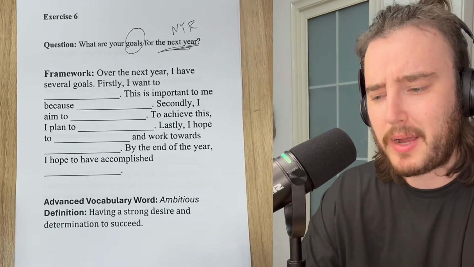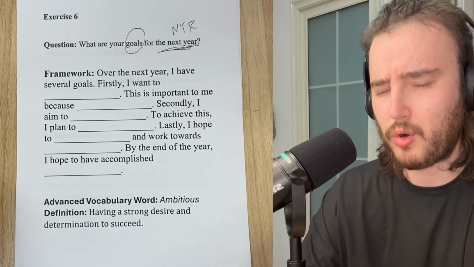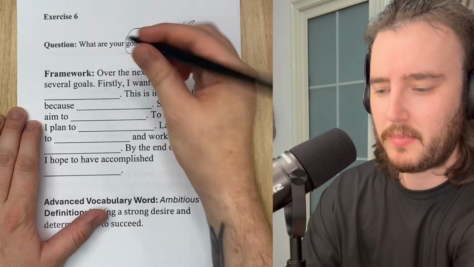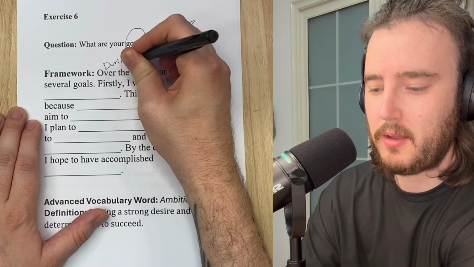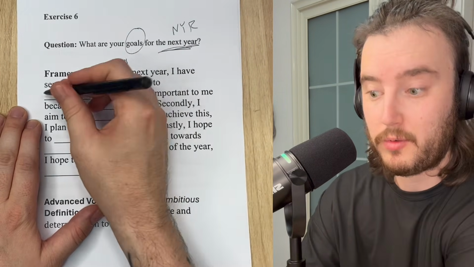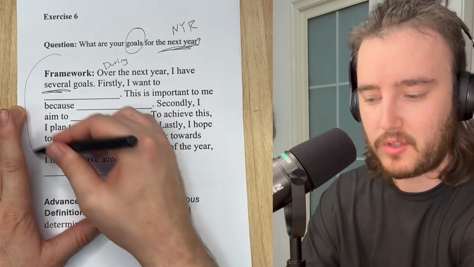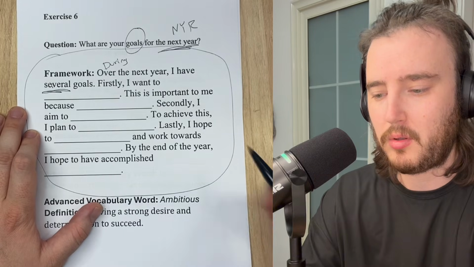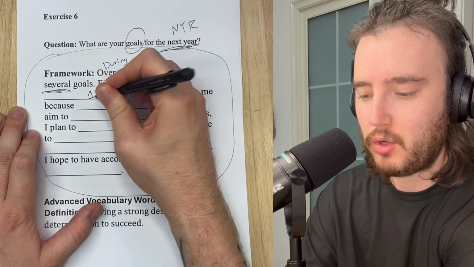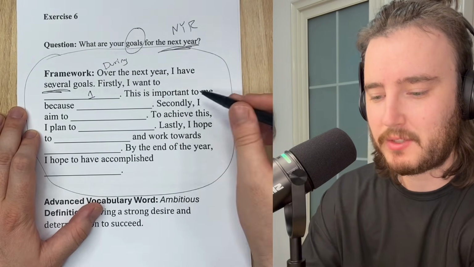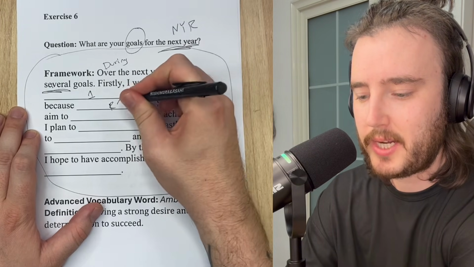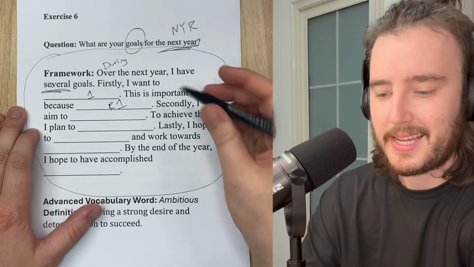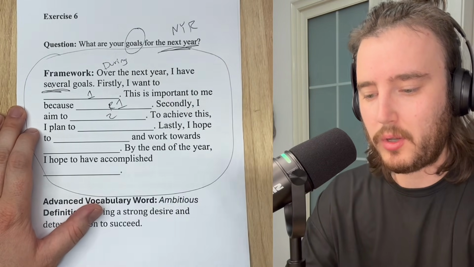So, how about you pick one goal or two goals? Let's take a look at the framework over the next year. Over just means during the next year. I have several goals. So if you want to use the framework, you better think of more than one. Several means multiple. Firstly, I want to goal number one. This is important to me because reason number one, or reason for goal number one, right? Secondly, I aim to goal number two.